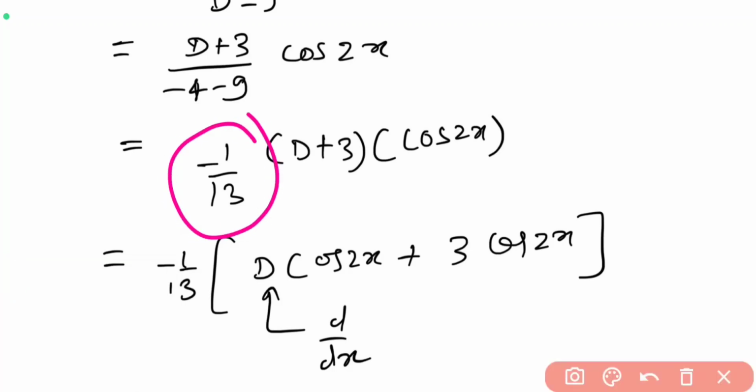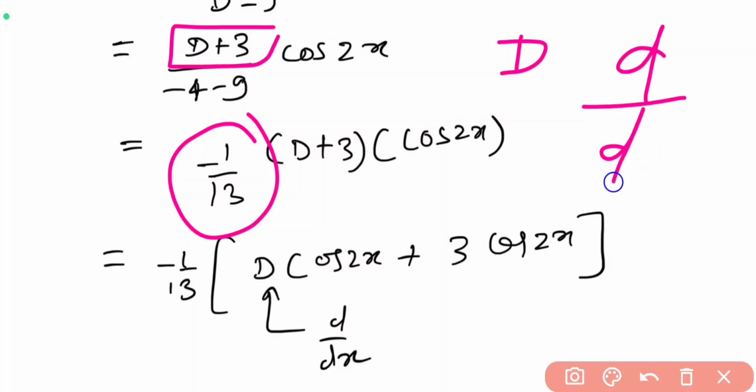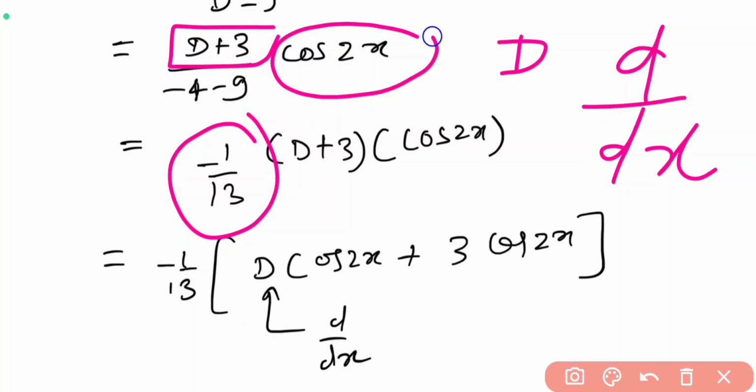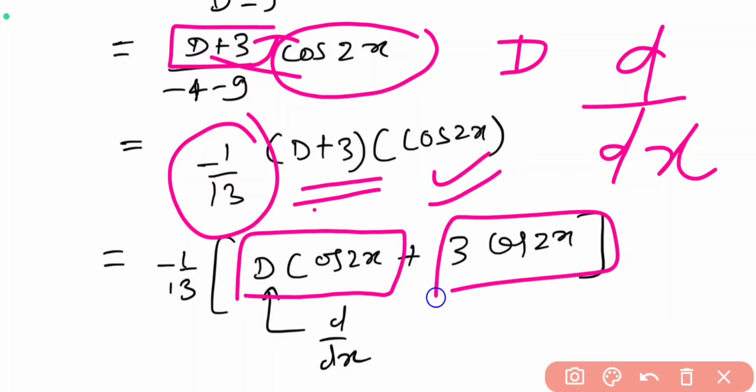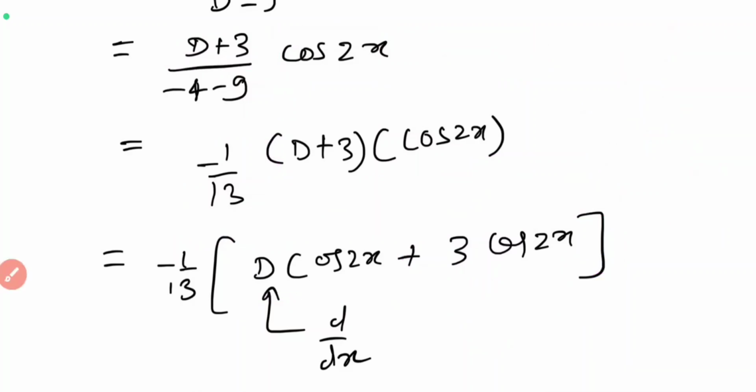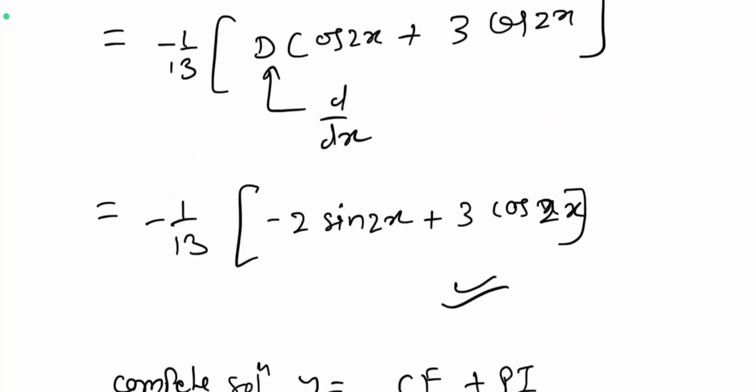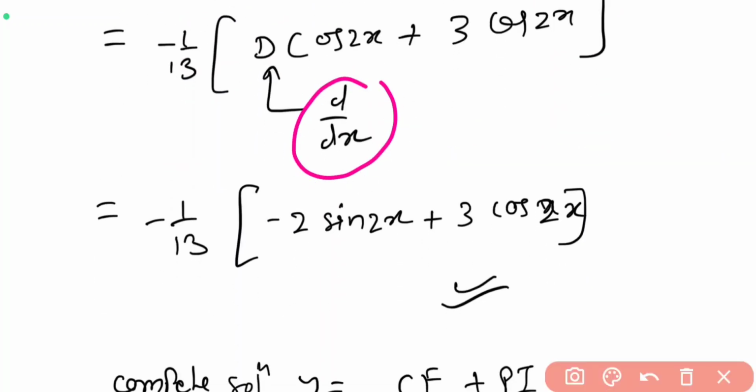All right, now this D plus 3 is there. Now remember what the meaning of D is. D means d by dx, keep in mind. So this entire cos 2x you multiply by D and then also by 3. So D plus 3 multiplied by cos 2x, here you will have D cos 2x plus 3 cos 2x. So 3 cos 2x is nothing, that is a simple thing. But D cos 2x, here D means d by dx. It is an operator telling you to differentiate cos 2x.